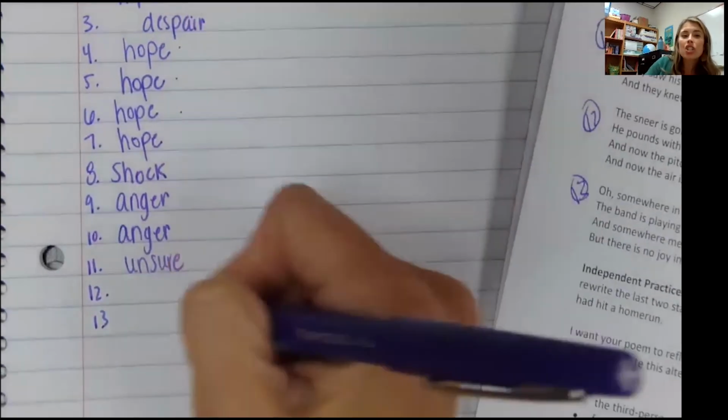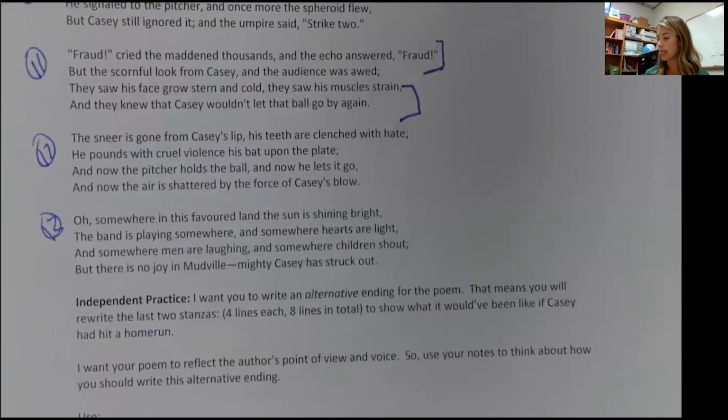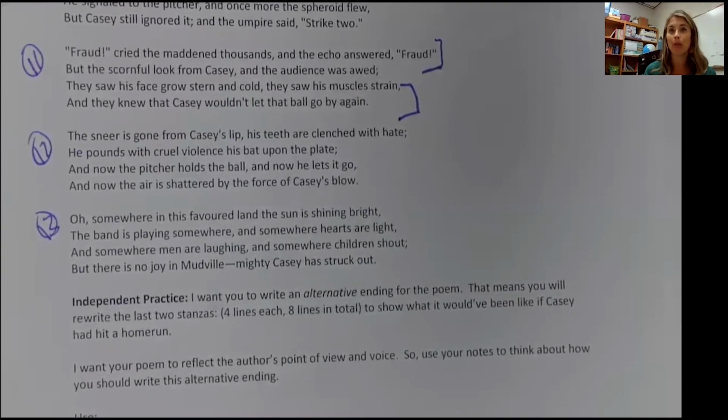Wow, we've got so many emotions going on. I'm in stanza 12. The sneer is gone from Casey's lip. His teeth are clenched with hate. He pounds with cruel violence his bat upon the plate. And now the pitcher holds the ball, and now he lets it go. And now the air is shattered by the force of Casey's blow.